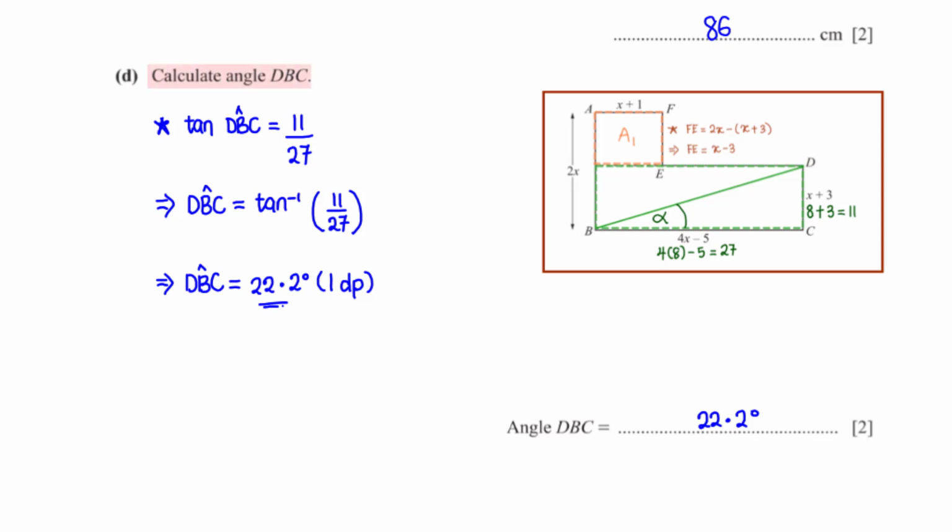Calculate angle DBC. We can find angle DBC by applying SOHCAHTOA. This gives us tan of angle DBC equals the opposite, which is 11, divided by the adjacent, which is 27. When we make angle DBC the subject, we have tan inverse of 11 over 27. When we type this into the calculator, we get 22.2 degrees, correct to one decimal place.